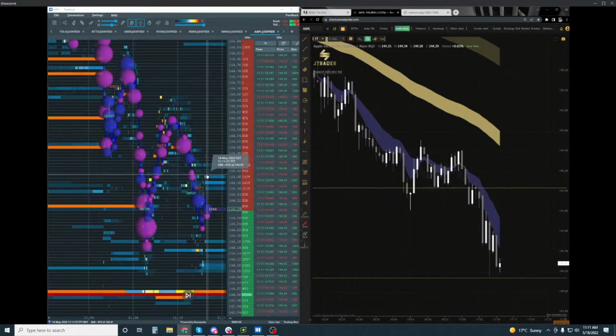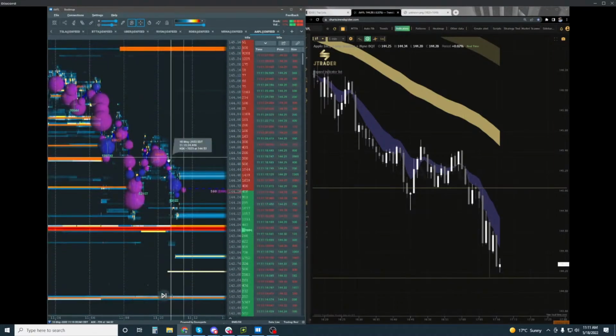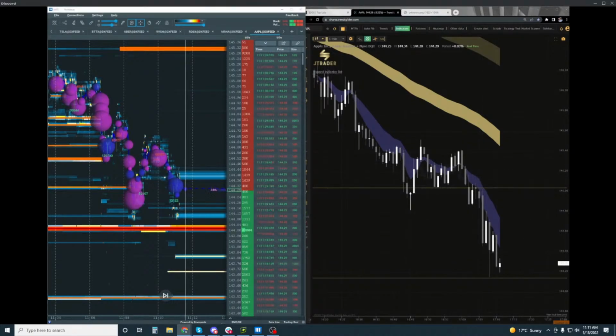Remember, we have a daily support over here at 144. Nice heat map over here. But I'm not looking for any long. Trend is down, SPY is down, so I'm staying always with the main trend over here.